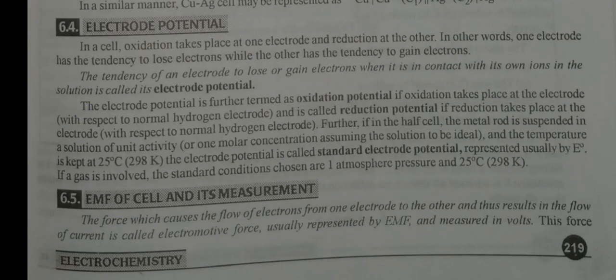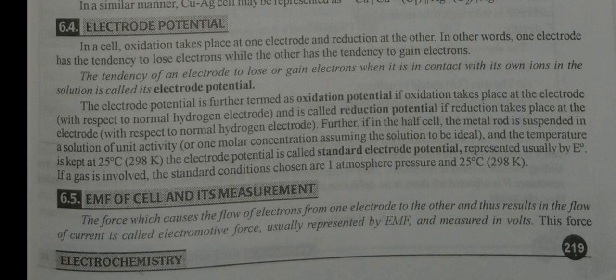Electrode potential. In a cell, oxidation takes place at one electrode and reduction at the other. In other words, one electrode has the tendency to lose electrons while the other has the tendency to gain electrons. The tendency of an electrode to lose or gain electrons when it is in contact with its own ion in the solution is called its electrode potential.